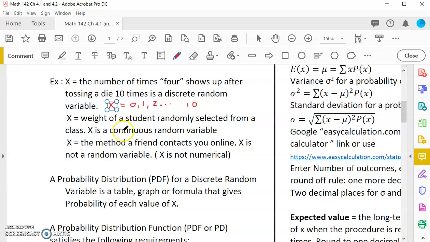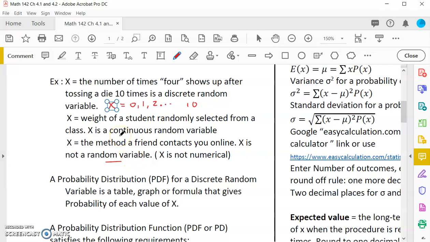It's determined by chance. Something else that comes up randomly could be how a friend contacts you online. I have friends that only Facebook message me, friends that only WhatsApp me, and friends that only text message me. So there are different methods a friend can contact you. The method that a friend contacts you is a method, not a number, so it's not a random variable. It's something that is random, but it's not a random variable.